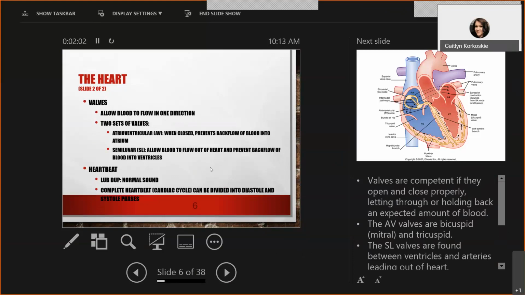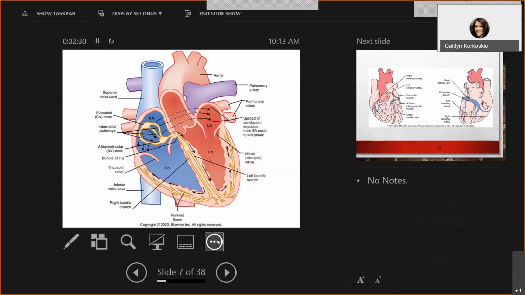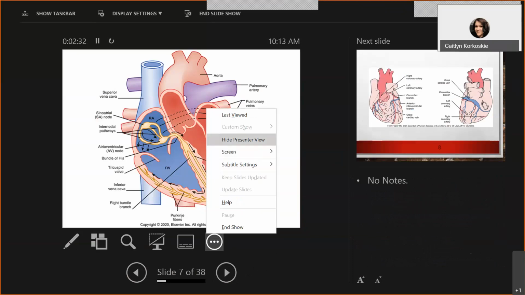But yeah, so the heartbeat, you'll have this lub-dub sound, which we'll go over with the contractions and everything. But the AV valves are the bicuspid or mitral, and tricuspid, and the SL or the semilunar valves are found between ventricles and arteries that lead out of the heart. So, okay, let me make this image a little bit bigger.